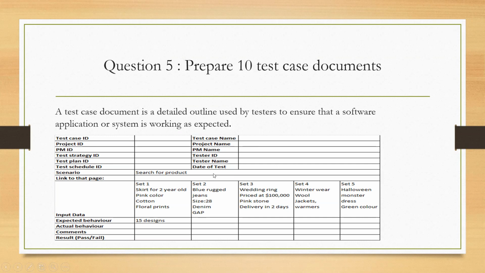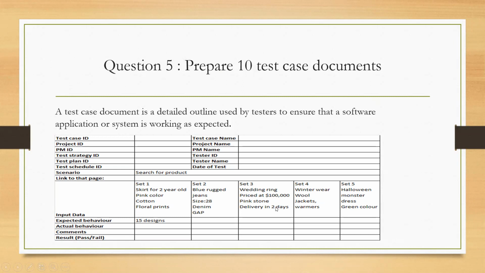Okay. Then, linked to that particular page, the test case name, the project name, the project manager name, tester ID, tester name, the date of test. And here we have the input data. So for this search for product, what type of input data are we giving? Because we are searching, right? Searching for the product means you need to give some data and check whether, for the data you are giving, you are getting the expected behavior. So what actual behavior you are getting, and this actual behavior is meeting your expected behavior. That is the purpose of the test case document. We are testing the features which you have developed for this particular application.